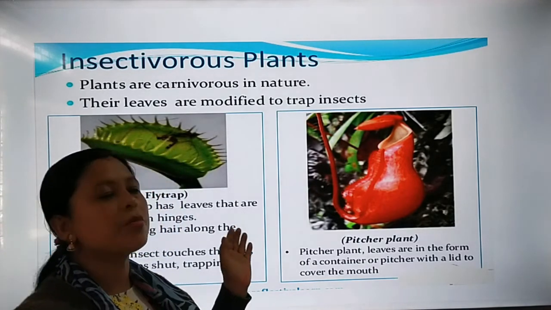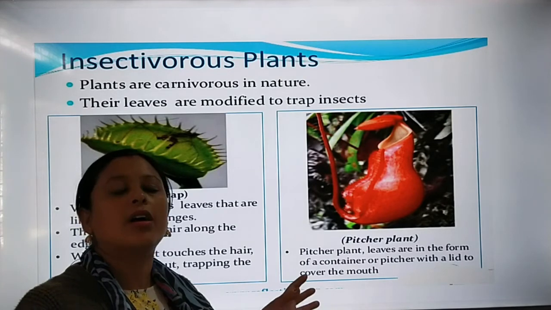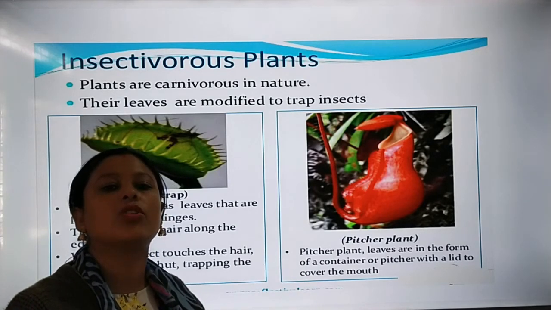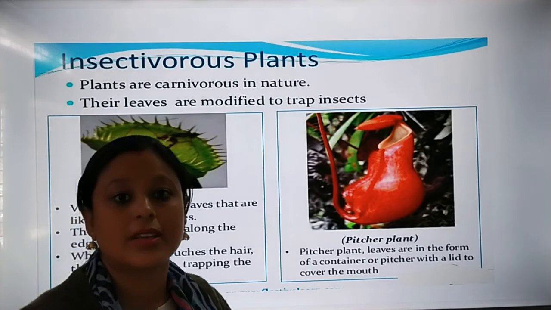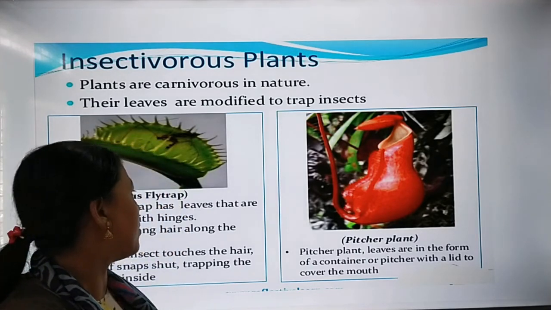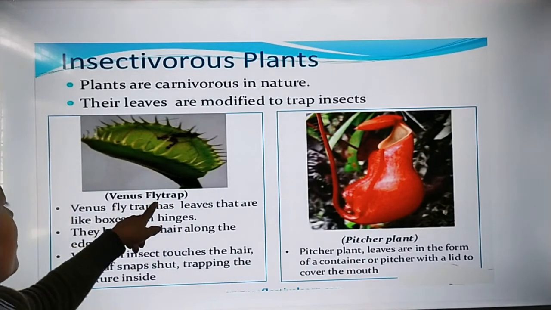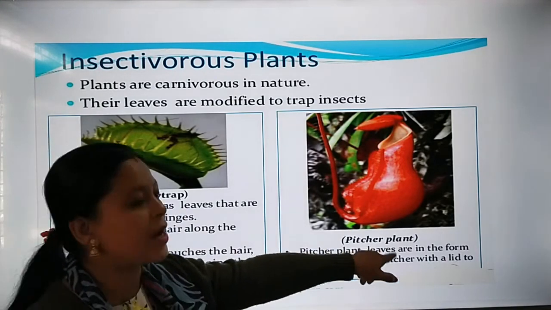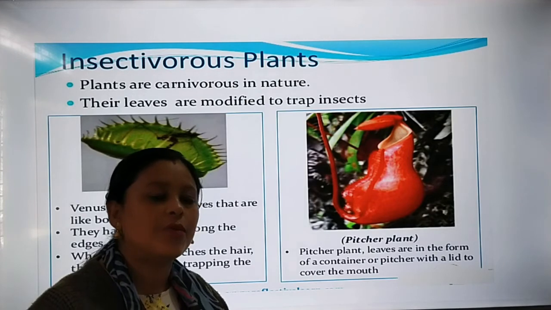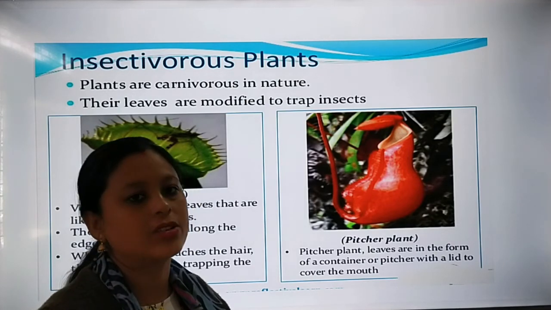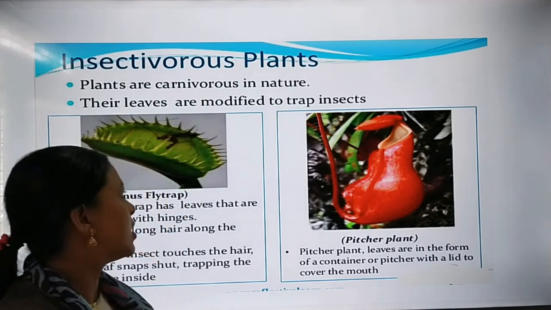We are omnivorous. But carnivorous means animals which eat only meat. Like this, plants are also carnivorous in nature. So let us study about Venus flytrap and pitcher plant. These are carnivorous plants which can be found in nature on earth, isn't it?